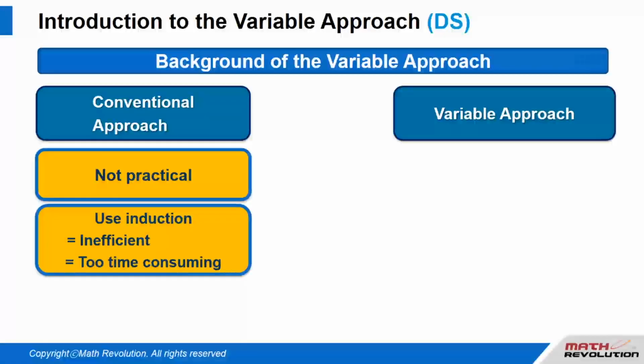The second reason for inventing the variable approach was that the conventional approach used induction to solve DS questions. This is inefficient because it follows these steps. It first looks at condition 1 and determines whether it's sufficient, and then moves on to condition 2 and determines whether it's sufficient. Finally, it moves on to both conditions together and determines whether they are sufficient. Following these steps is just too time-consuming.